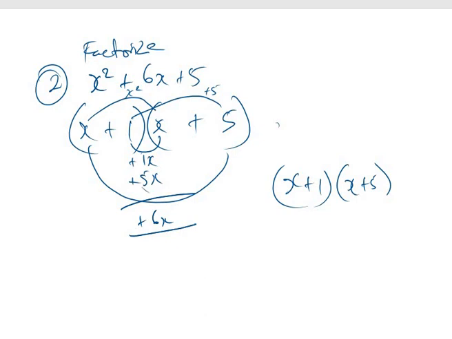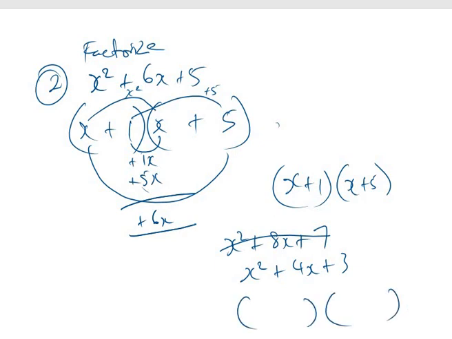If I give you one last one, x squared plus 8x plus 7. Did we do this one already? I think so. Let's try another one. x squared plus 4x plus 3. What will be the solution? So x goes here, x goes there. What about the other terms? 1 goes here, 3 goes here, because 1 times 3 is 3.